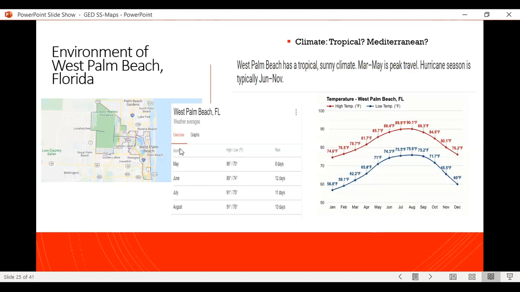Over here, we have weather averages, an overview for May, June, July, and August. This is how this is depicted. And also, look, it shows you how many days of rain can be expected.